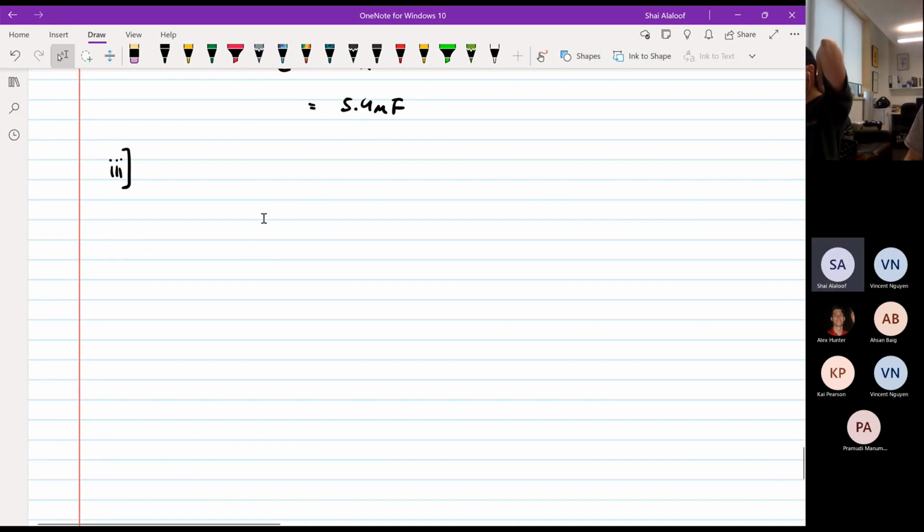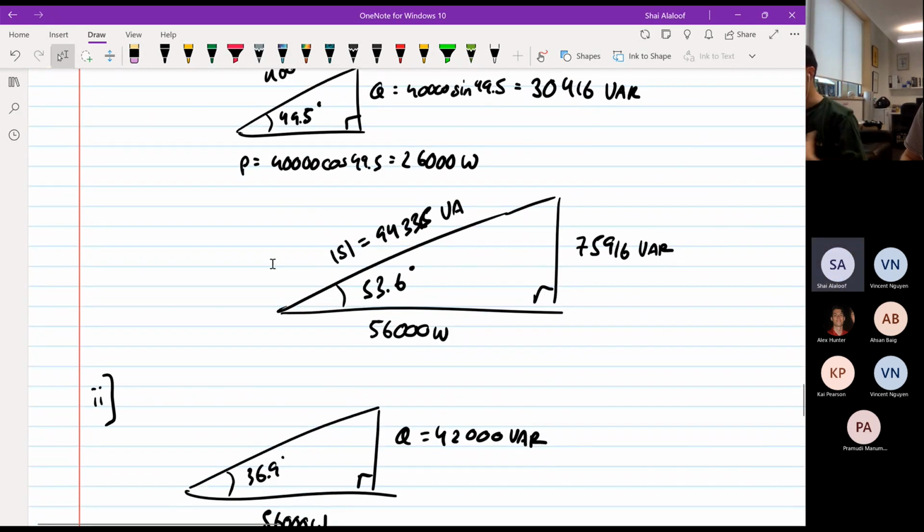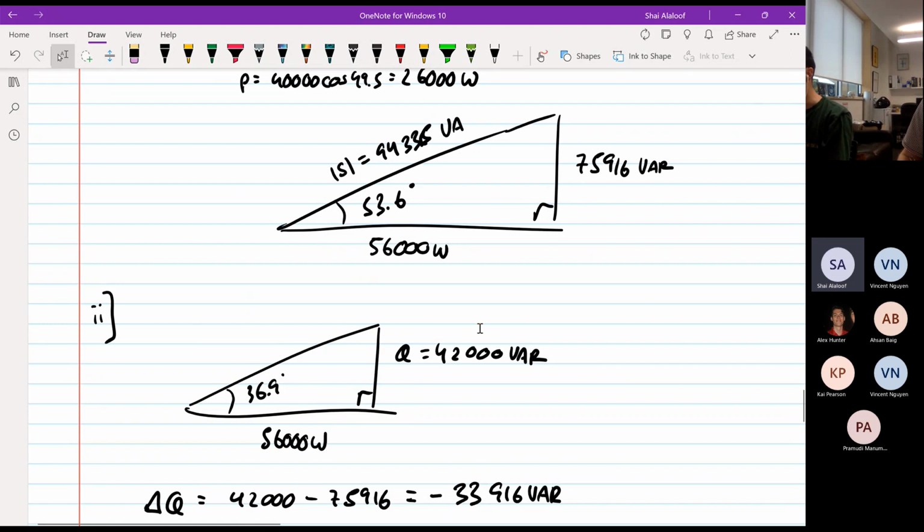So for question 3, I'm going to start by showing the final power triangle, right after the power factor correction. Someone's got a question. When would you add an inductor to correct the power factor? That's a good question. I probably should have specified.